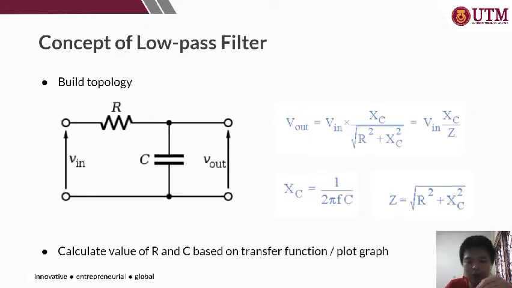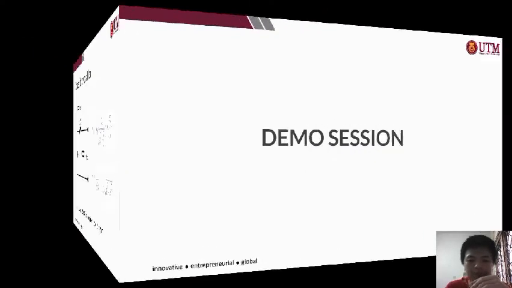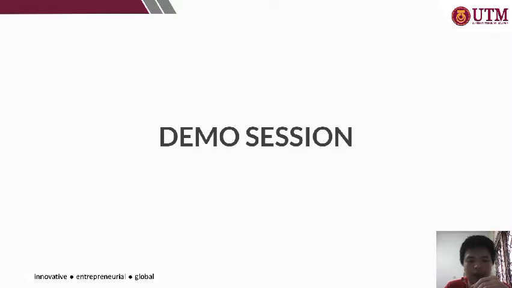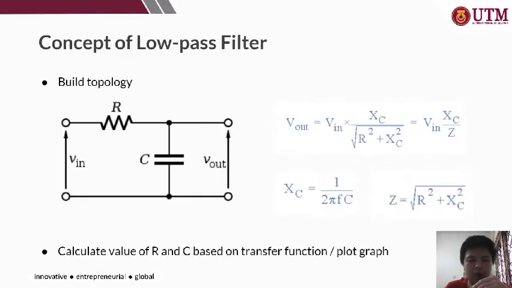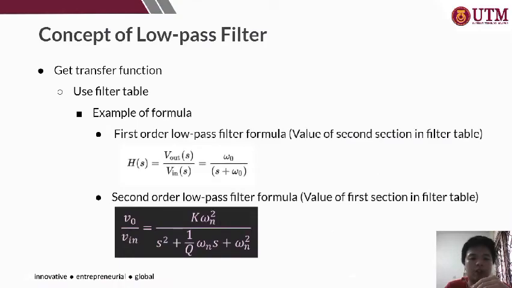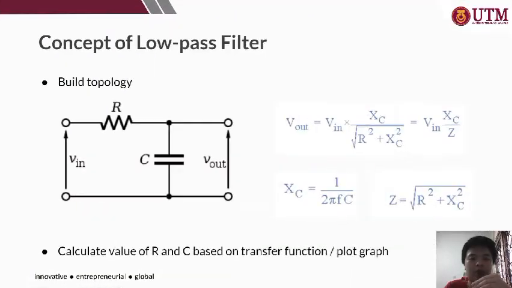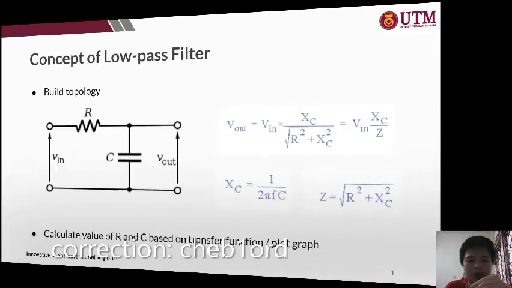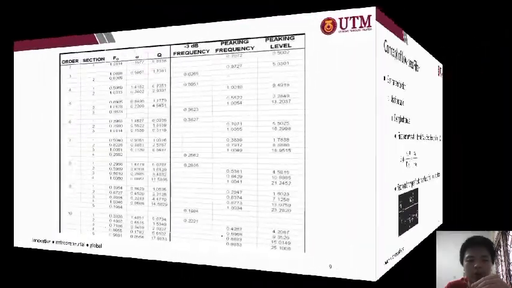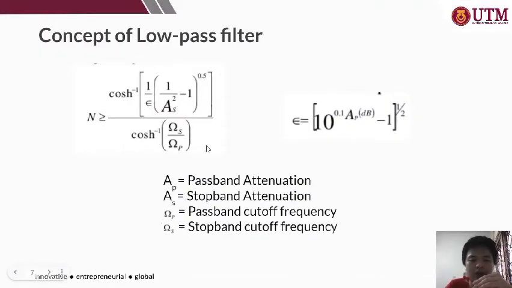And this one will be shown later in a demo session. Okay. So in MATLAB it is pretty easy. We do not need to do all this calculation with complex symbols or formulas, because in MATLAB we have the function cheb1ord. That one is used to calculate the order, which is the first step. So we have the function in MATLAB, cheb1ord, to help us calculate the order.